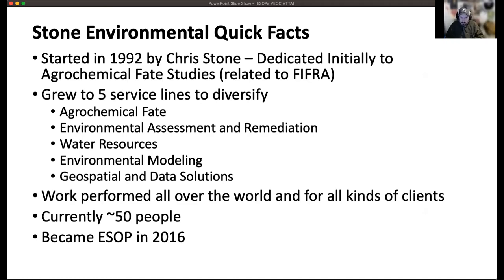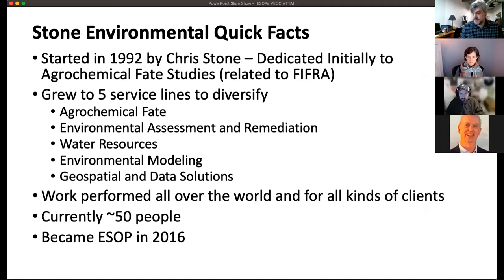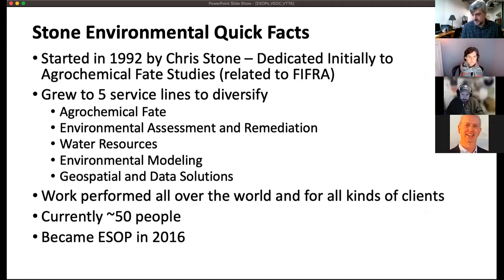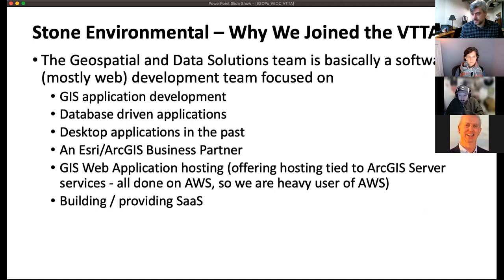We have worked all over the world. Personally, the farthest abroad that I've had work involvement was in Malibu, California. But some of our employees have done work in Australia or in Europe. Currently, we're at 50 people. We've been bigger, we've been smaller. That's where we're at. And the process to become an ESOP started in 2016.